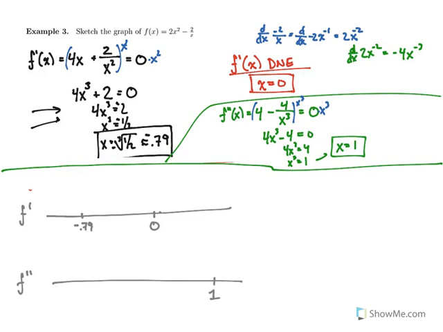So we're going to test 3 points for the first derivative. We'll test maybe negative 1. How about negative 1/2 and 1? And we'll test 2 points for the second derivative. How about 0 and 2?